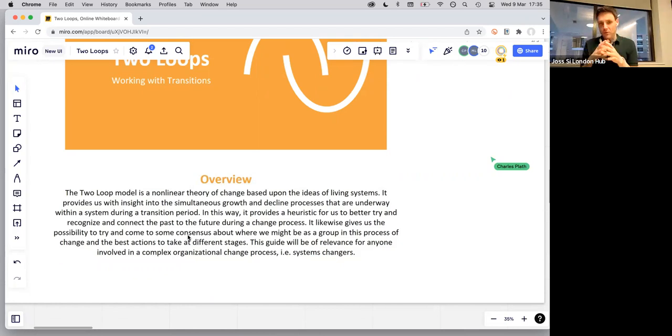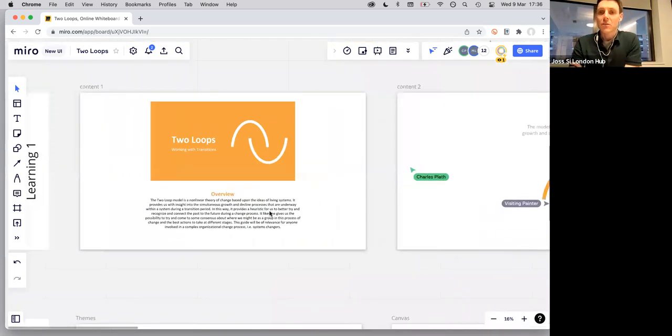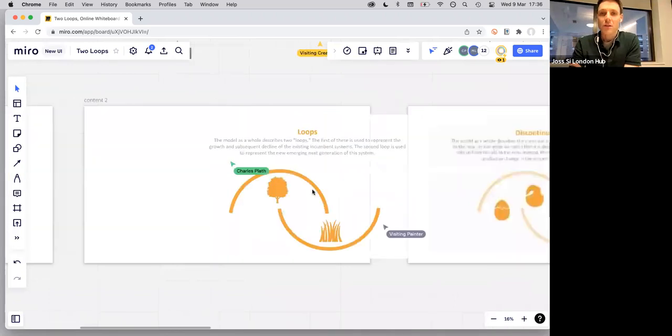And so it's a very general model, as we'll see. It likewise gives us the possibility to come to some consensus about where we might be as a group in this process of change and the best actions to take at different stages. This guide will be of relevance to anyone dealing with some kind of transition process within a complex organization. And it's key to systems change, very characteristic of it.